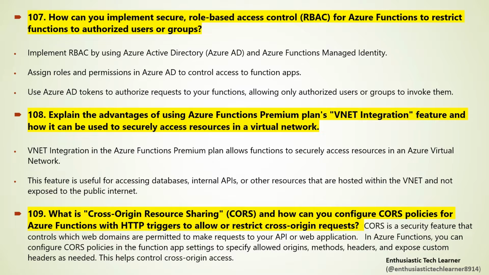What is cross-origin resource sharing (CORS), and how can you configure CORS policies for Azure Functions with HTTP triggers to allow or restrict cross-origin requests? CORS is a security feature that controls which web domains are permitted to make requests to your API or web application. In Azure Functions, you can configure CORS policies in the function app settings to specify allowed origins, methods, headers, and expose custom headers as needed. This helps control cross-origin access.